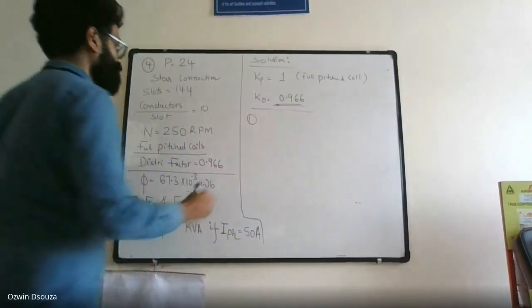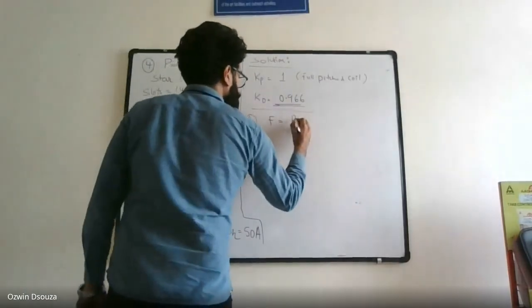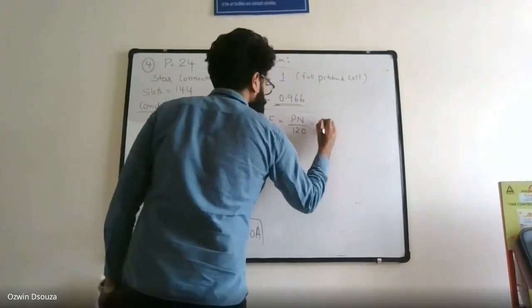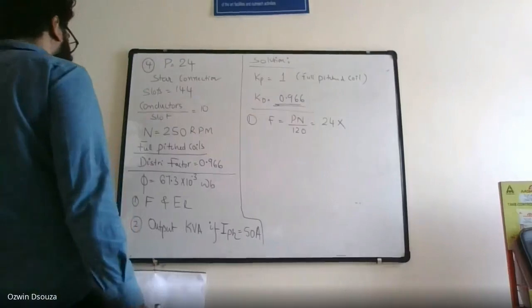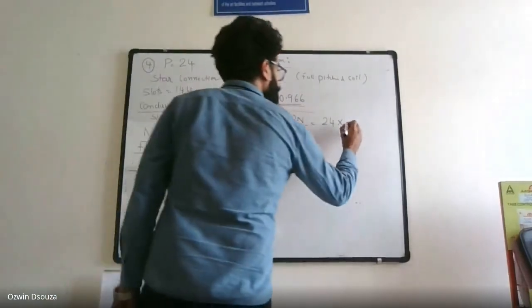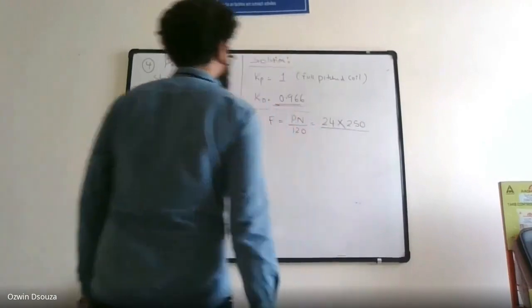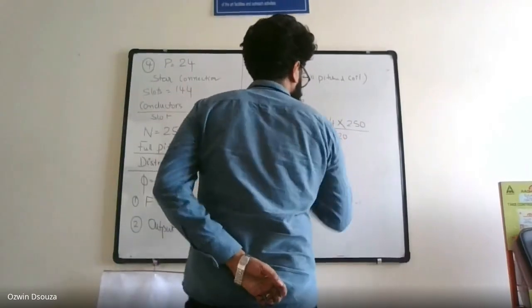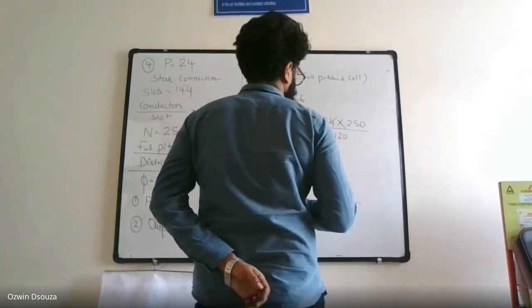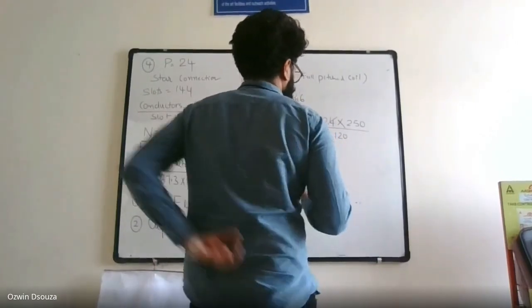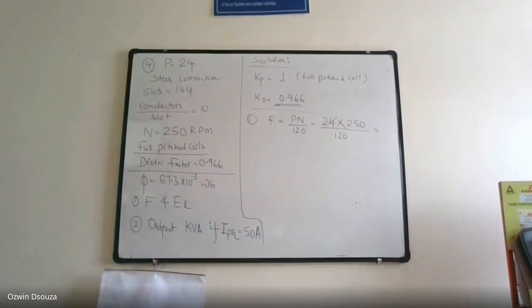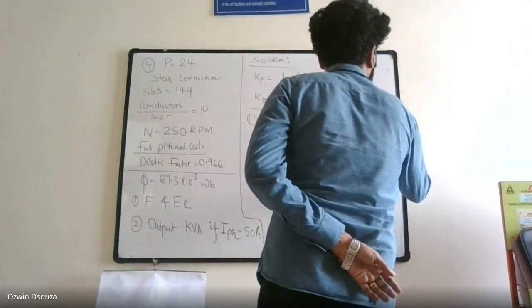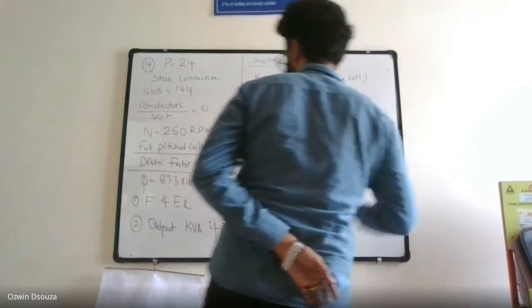Then you can just start finding out the unknowns. First of all, frequency you need to find. Frequency is PN by 120. P is 24 into N, 250 RPM, divided by 120. 24 into 250, how much will you get? Frequency is 50 hertz.